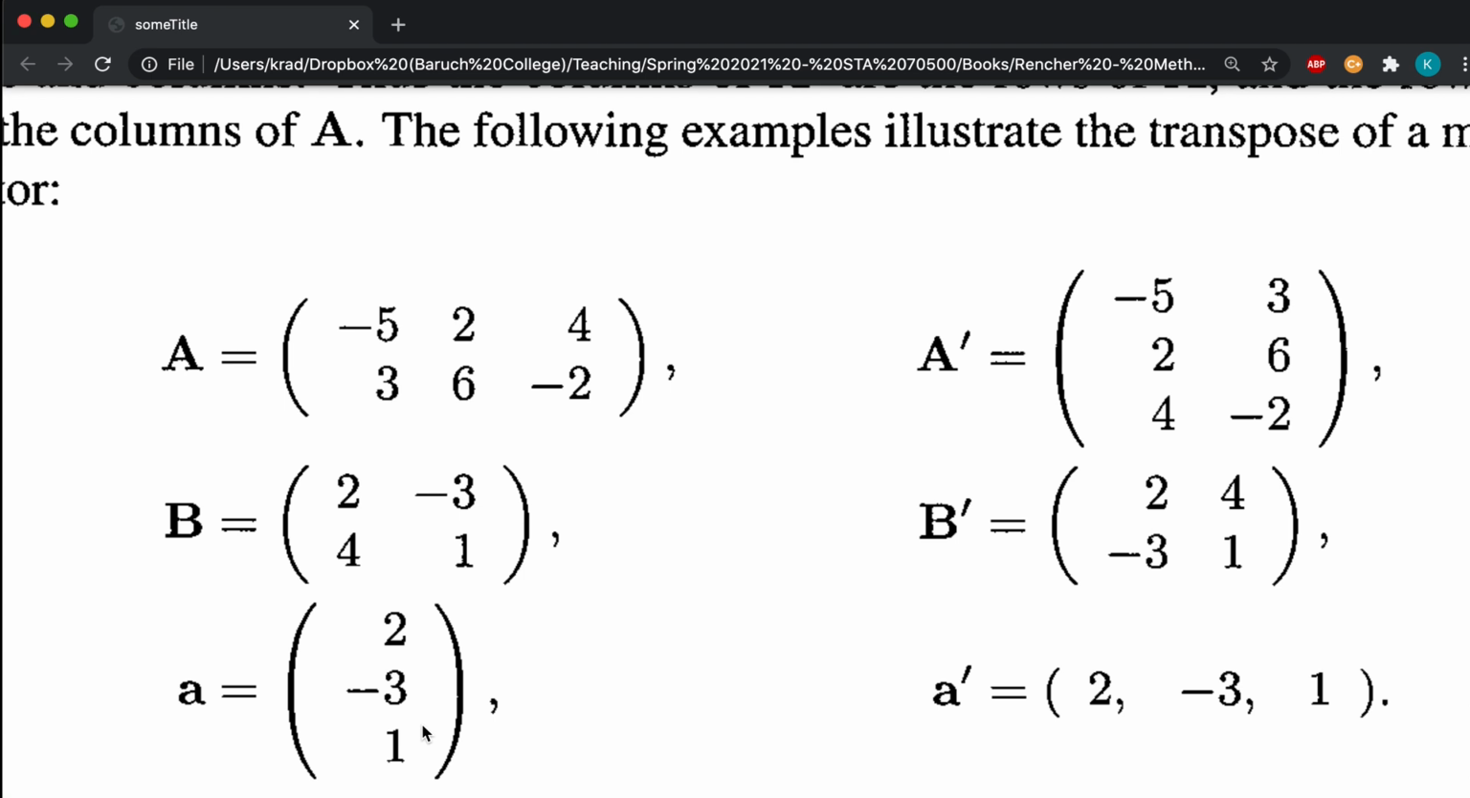Geometrically, a vector with p elements, here we have 3 elements, identifies a point in a p-dimensional space. So in a 3-dimensional space, this vector identifies a point in a 3-dimensional space. And the elements are the coordinates. The first coordinate, second coordinate, third coordinate.